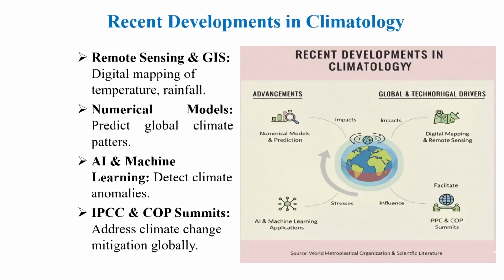Recent developments in climatology include the involvement of remote sensing and GIS. Numerical models have been prepared to make predictions and maps for future planning. AI and machine learning are used, and the detection of climate anomalies is done with the help of machine learning. The IPCC and COP summits address climate change mitigation at the global level.